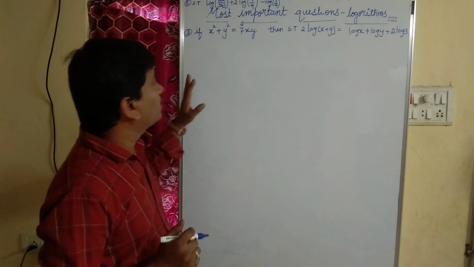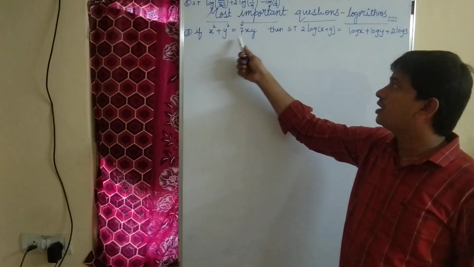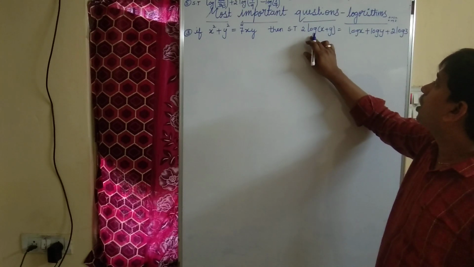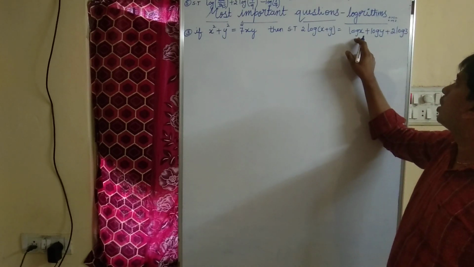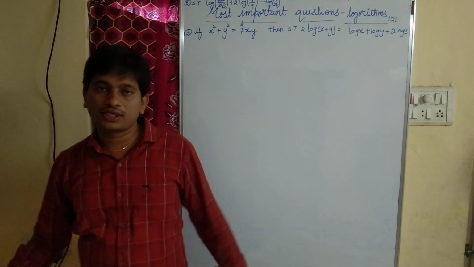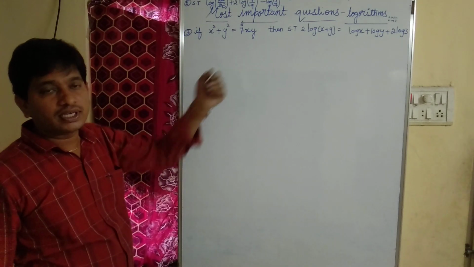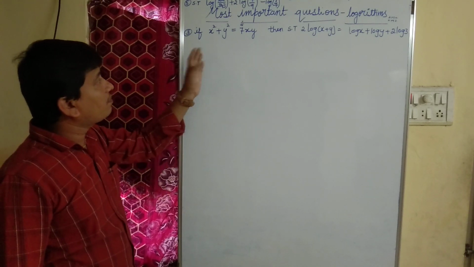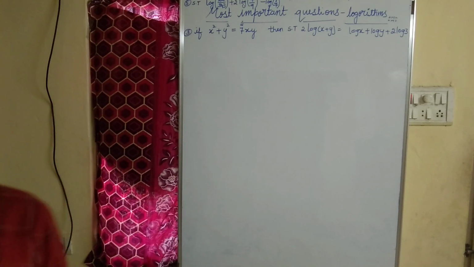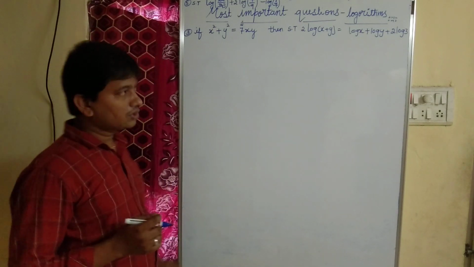Now third method, they may ask questions like this. If x square plus y square equal to 7xy, then show that 2 into log of x plus y equal to log x plus log y plus 2 log 3. They may ask questions like this. Also they may ask if x square plus y square equal to 25xy or else if x square plus y square equal to 6xy. They may ask questions in any way, right? So that is our third concept.